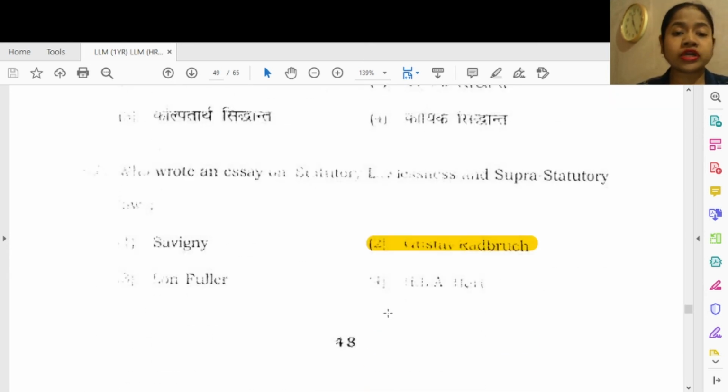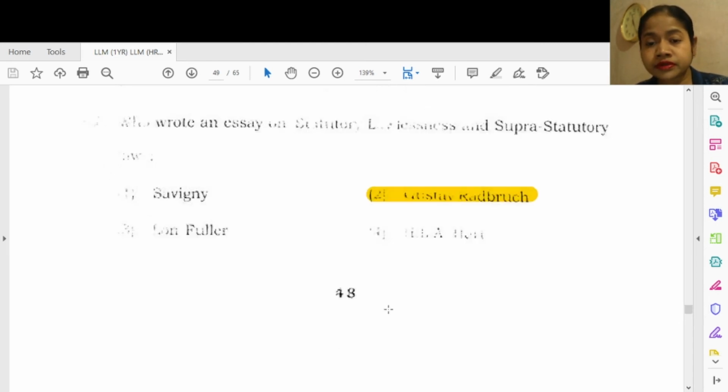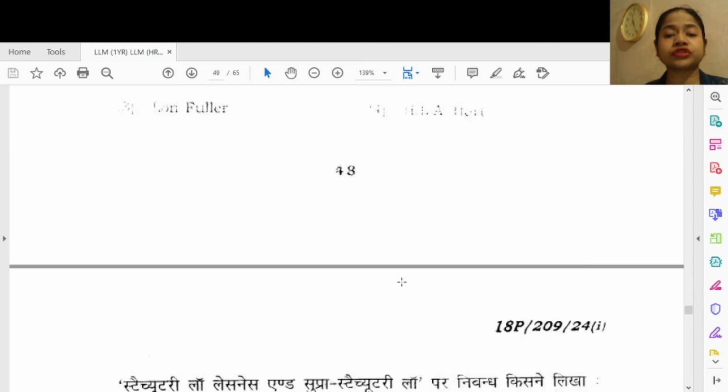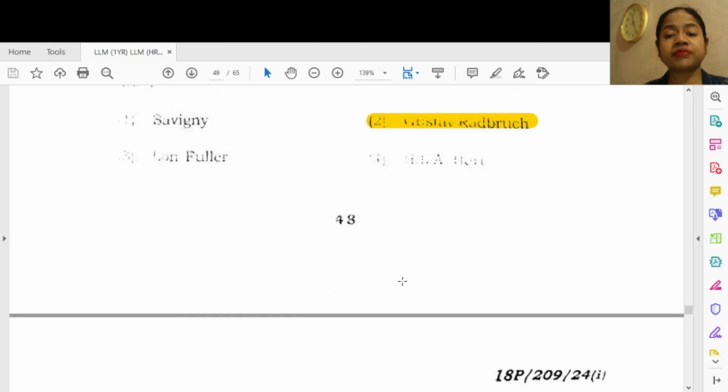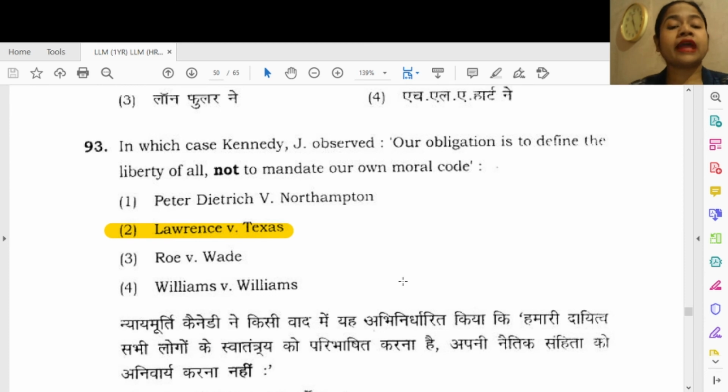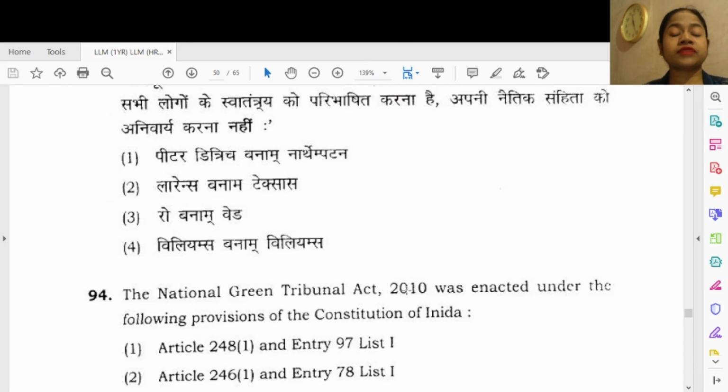The next question, who wrote an essay on, let me read the Hindi one, statutory lawlessness and supra-statutory law. So this essay has been written by Gustav Radbruch. 93. In which case did Kennedy J observe, our obligation is to define the liberty of all, not to mandate our own moral code? So this observation has been made by Justice Kennedy in the case of option number 2, Lawrence versus Texas. Our obligation is to define the liberty of all, not to mandate our own moral code. So remember the sentence.